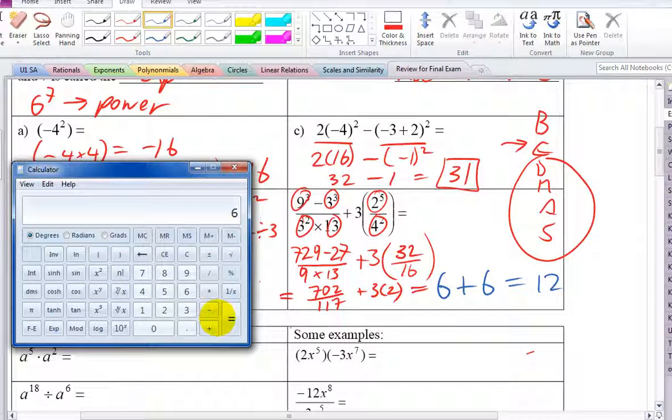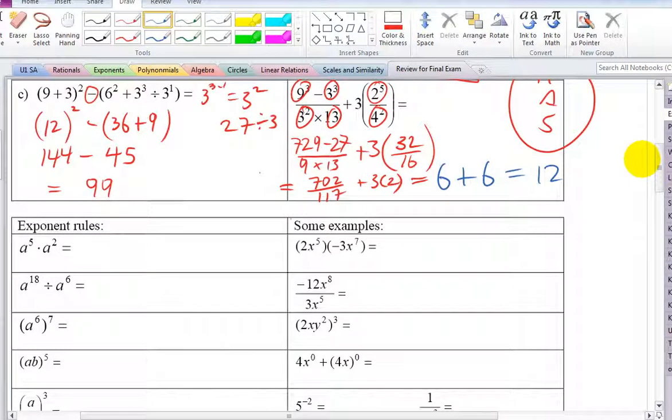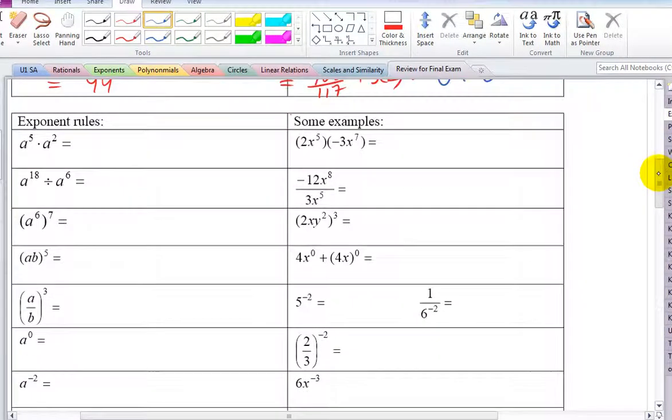Okay, that's a pretty tough one because there's so much going on there. You got to do it in proper order following BEDMAS. Okay, don't just put it all into your calculator. You want to go piece by piece. So what we're going to do then real quick now is review the exponent rules. You're supposed to do that one exponent worksheet, so you should be pretty good at these.